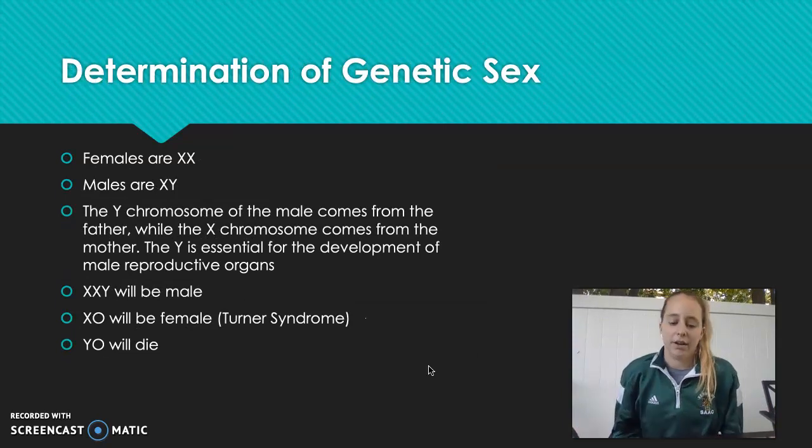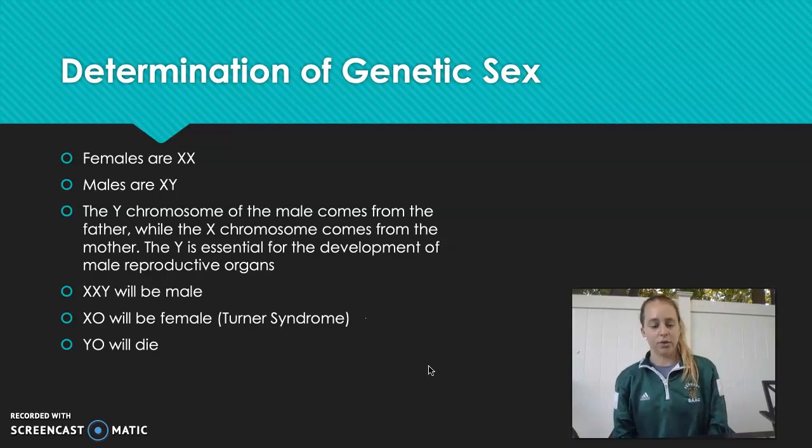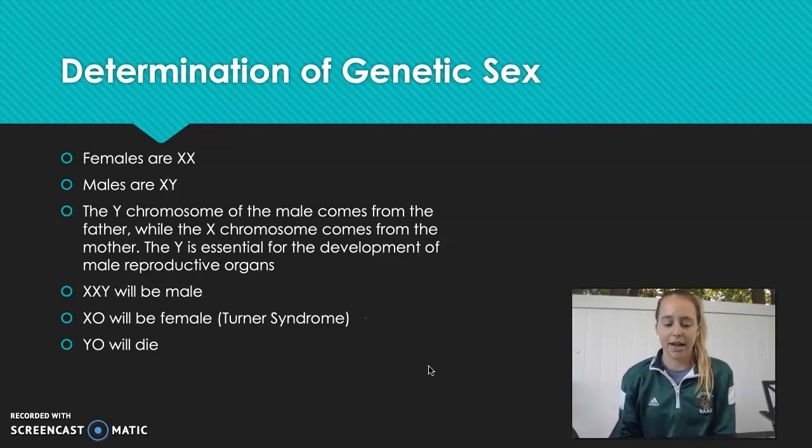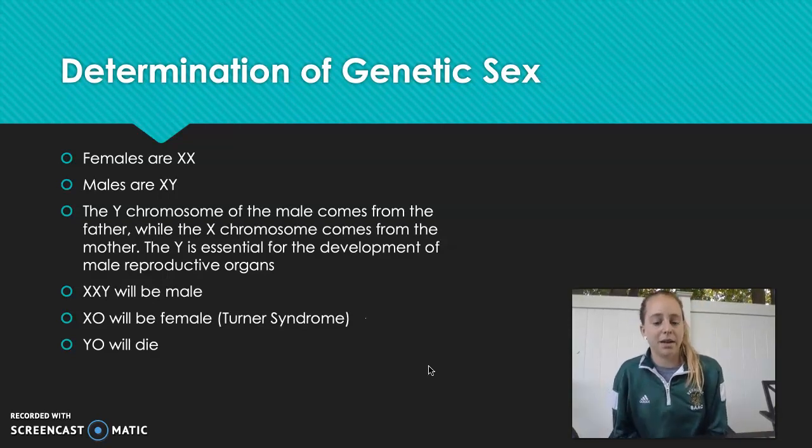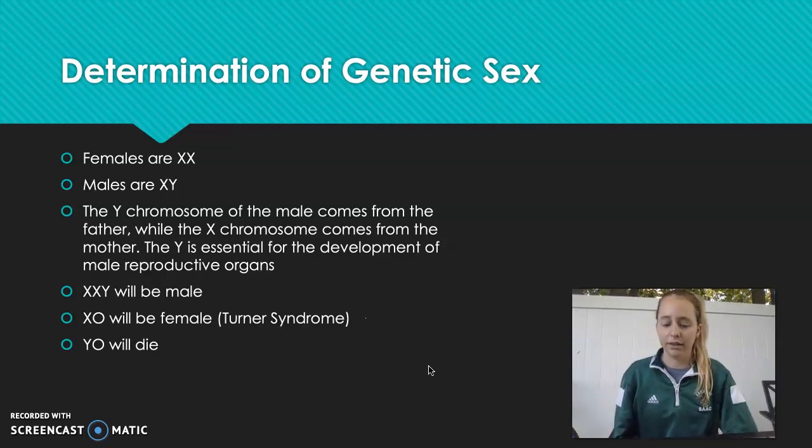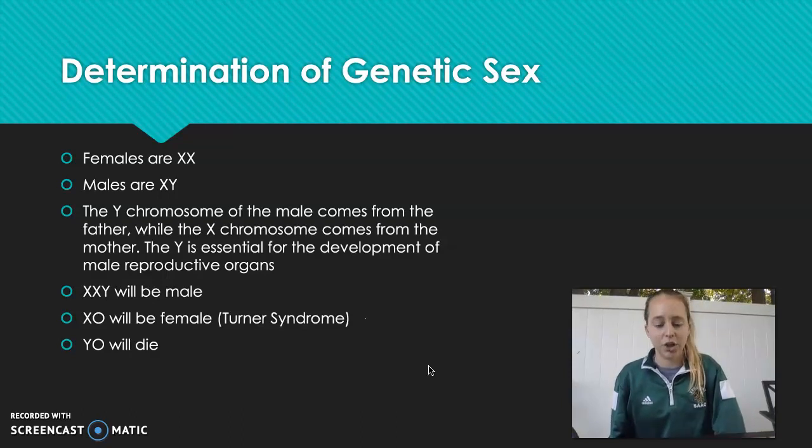The chromosomes that are inherited as a zygote will determine the genetic sex of the individual. Females are XX, while males are XY. The females inherit an X from each parent, and males inherit the X from their mother and the Y from their father. This means that each egg contains an X chromosome, while the sperm contains either an X chromosome or a Y chromosome. The Y is essential for the development of male reproductive organs.